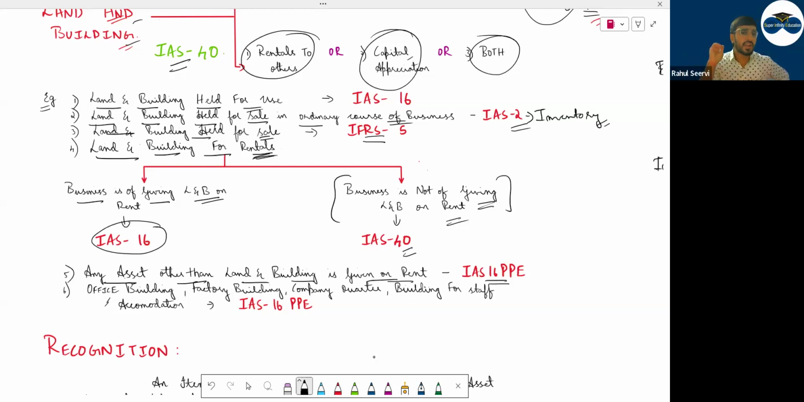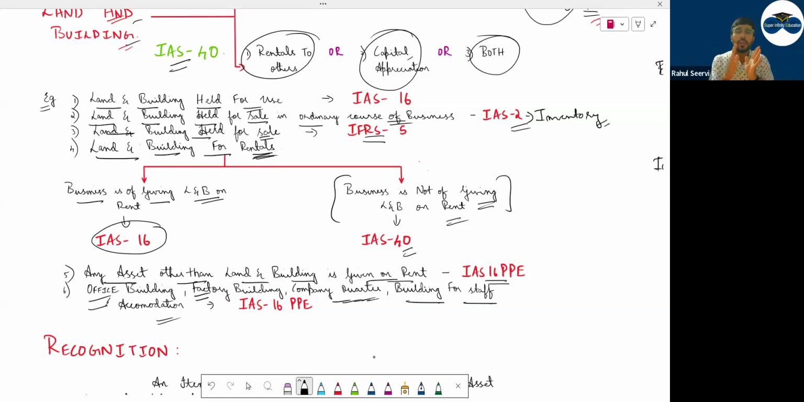So you have to see what is the ultimate intention here. And further examples are given, like office building, factory building, company quarters. These all are what? PPE. Now, building for staff accommodation. Building which is provided for staff accommodation.